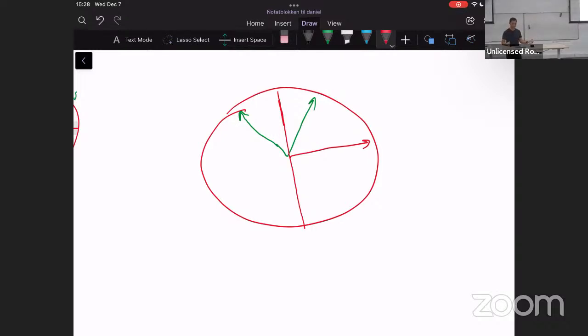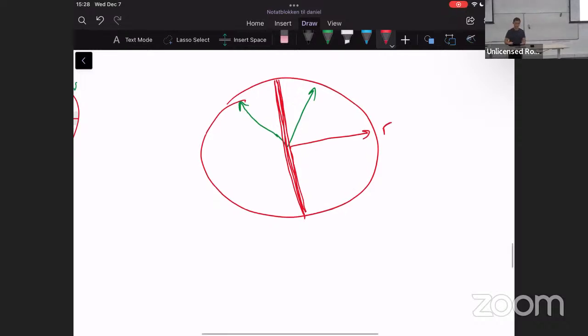So really, what you care about is whether this line splits the two green vectors or not. If it splits them, then they're on opposite sides. If it doesn't split them, they're on the same side. Yes, so this is r. The thick red line is the line perpendicular to r.